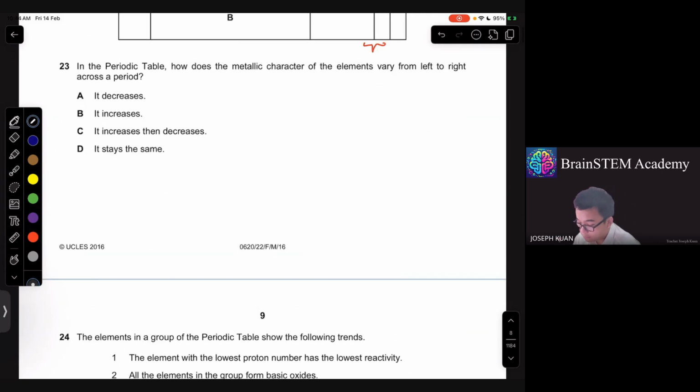In the periodic table, how does the metallic character of the elements vary from left to right across a period? So the metallic character actually decreases across a period.